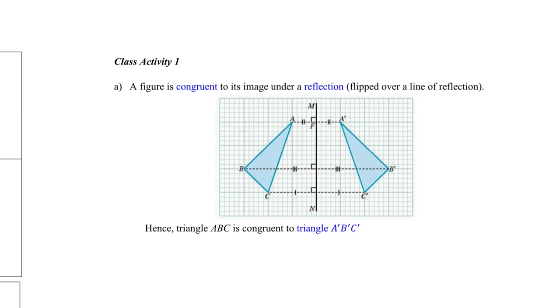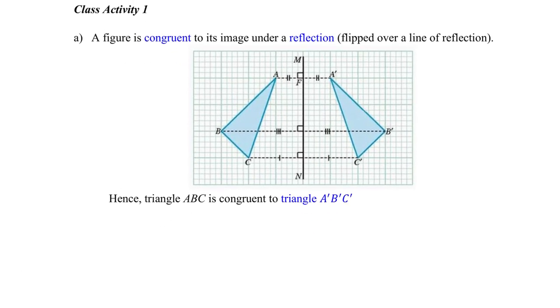transformation, which is reflection. So in a reflection, where we reflect the object, in this case, triangle ABC is reflected, which means it is flipped over this line of reflection. You can think of MN as the mirror. So this is the mirror image on the other side: A prime, B prime, and C prime.